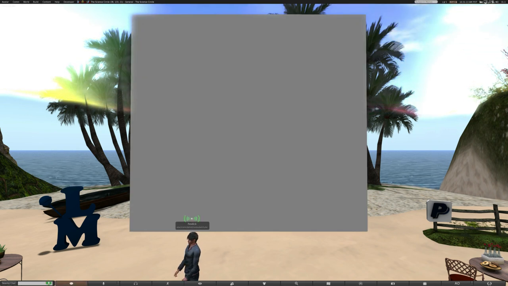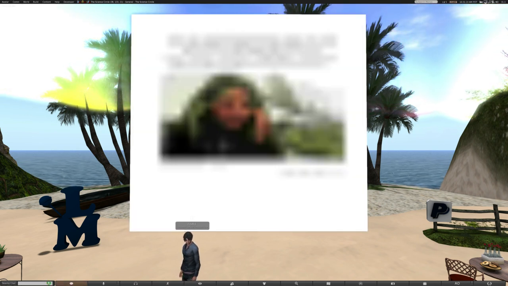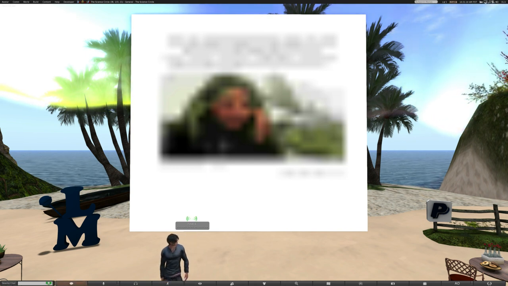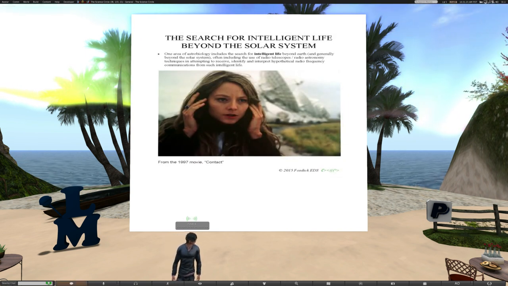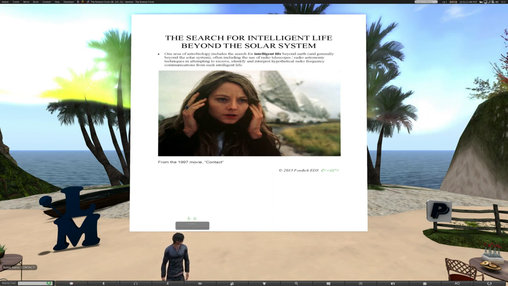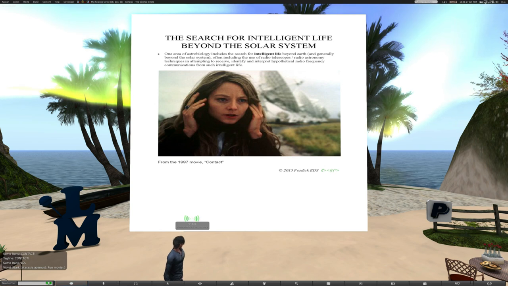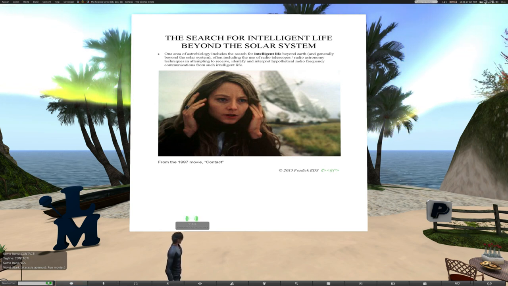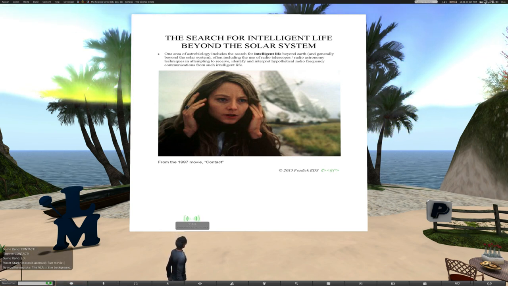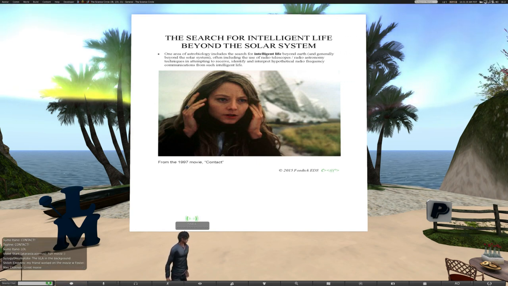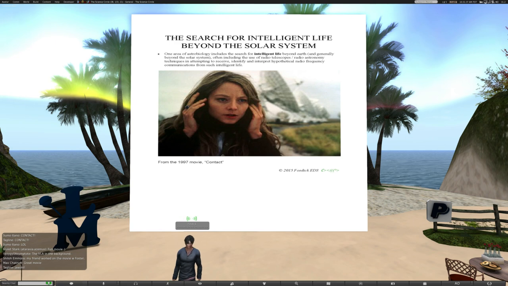So, one of my favorite actresses, Jodie Foster. This is a shot from the 1997 movie Contact, where she listens and detects a signal, a repeating regular signal that could suggest intelligent life sent it. My friend worked on the movie. Oh, that's interesting, Shiloh. I'd like to hear more about that.